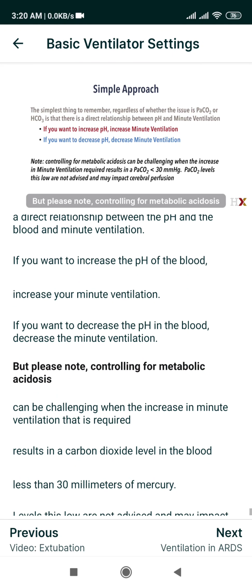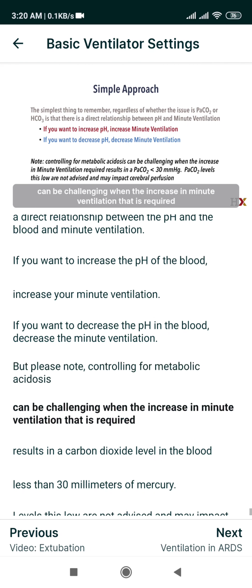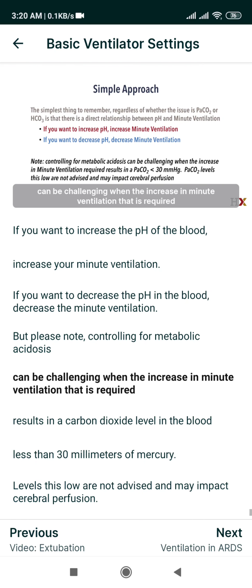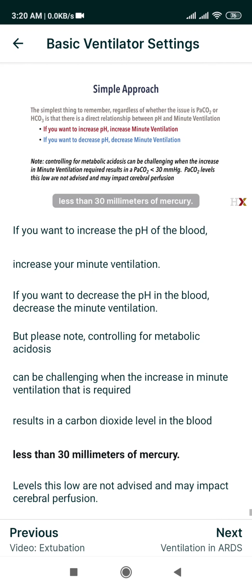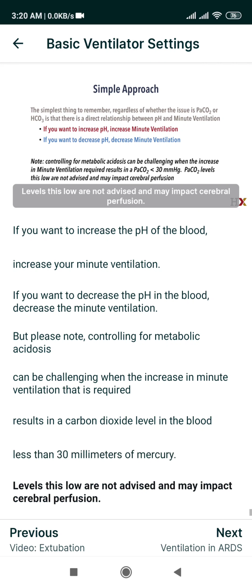But please note, controlling for metabolic acidosis can be challenging when the increase in minute ventilation that is required results in a carbon dioxide level in the blood less than 30 millimeters of mercury. Levels this low are not advised and may impact cerebral perfusion.